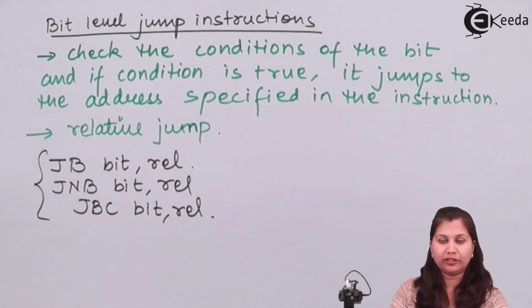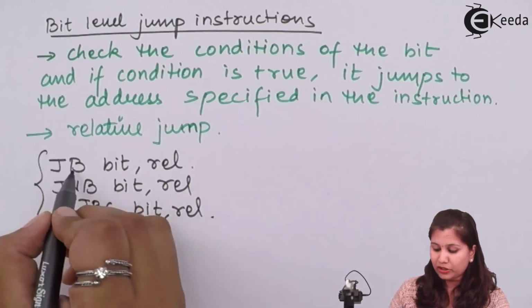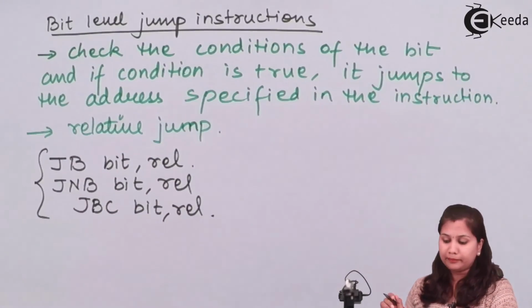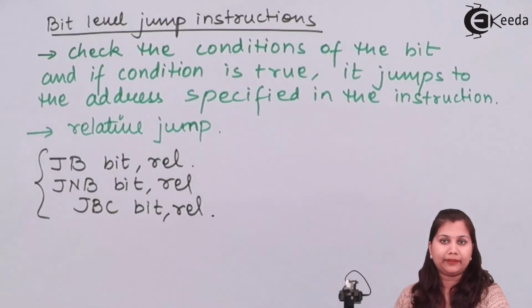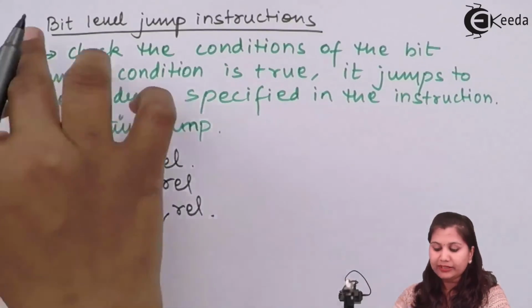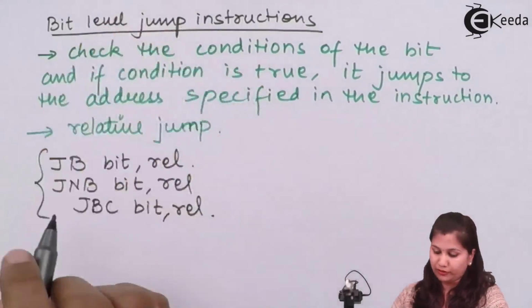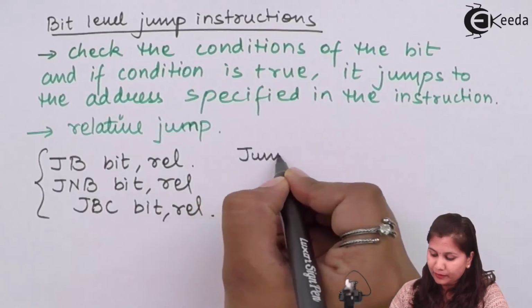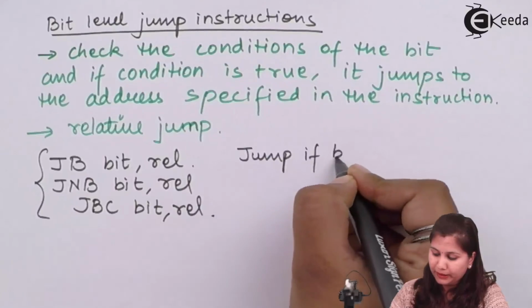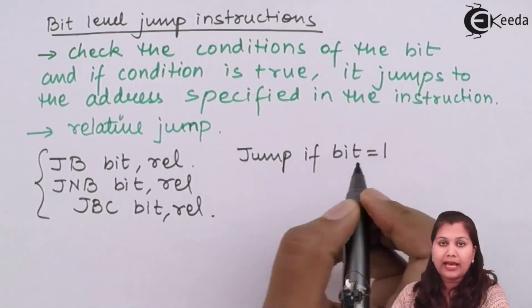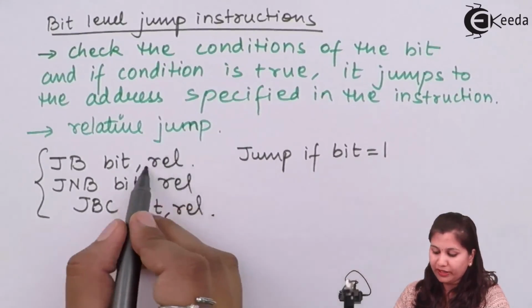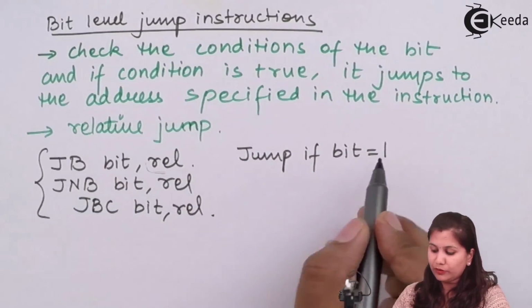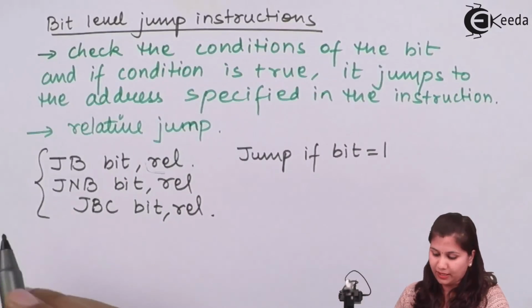these are the 3 bit level jump instructions. We have studied these instructions earlier also, because here the comparisons or the conditions are specified on a single bit. That is why they are called bit level jump instructions. First is JB, jump on bit. That is jump if bit is equal to 1, and where it is going to jump, the relative address which is specified in the instruction. So when the bit is equal to 1, then only the jumping is done.